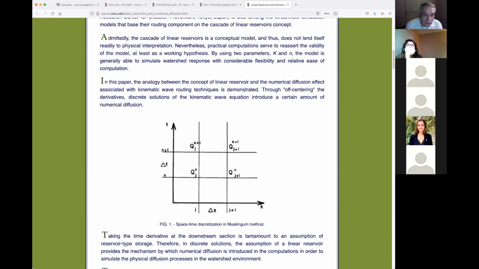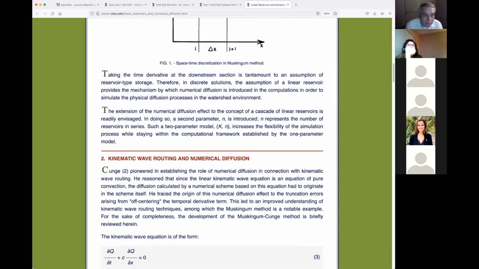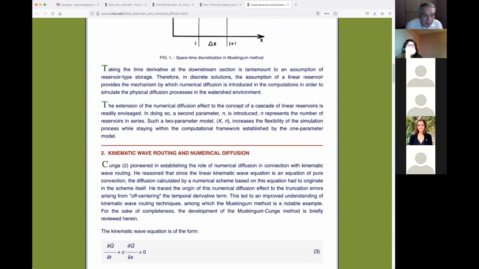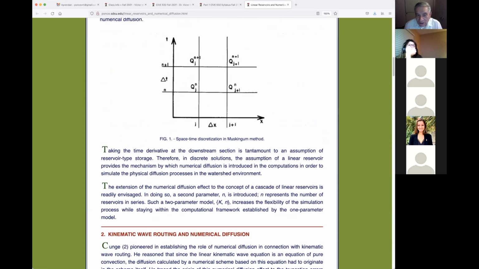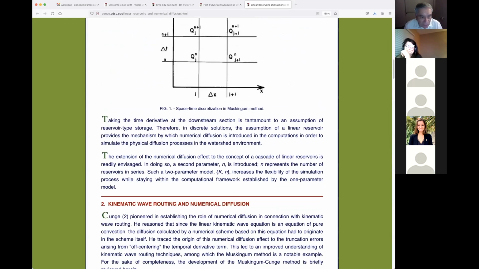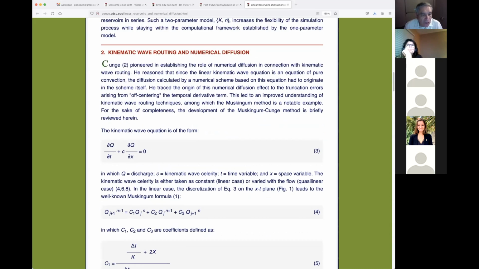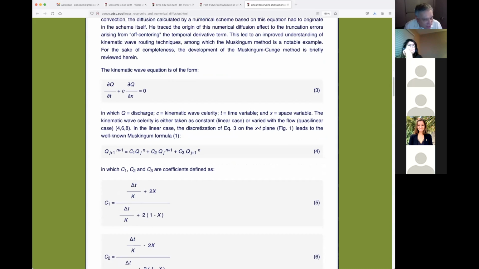Okay, so here we are saying, as I said earlier, that if you take the discrete function and treat it as if it were a reservoir, on the right, like the Muskingum with x equal to 0, you'll be running a reservoir no matter what. When x is equal to 0, you'll be running a reservoir. So then we say that kinematic wave routing can produce numerical diffusion. You already know that. Everybody knows that.